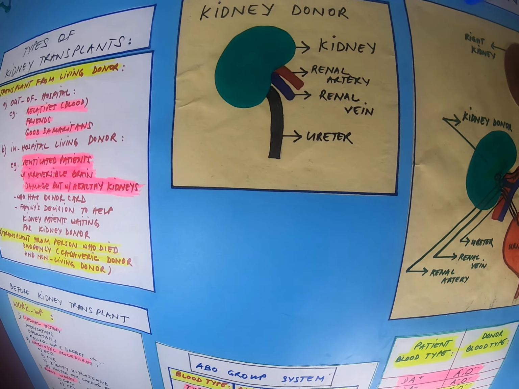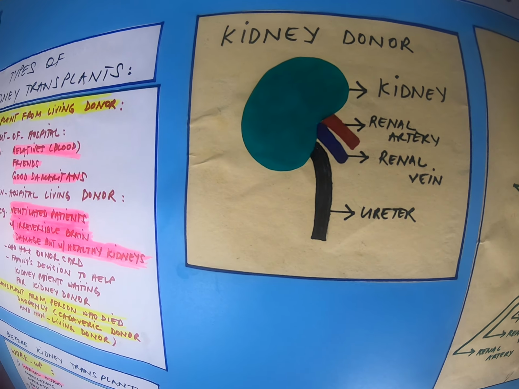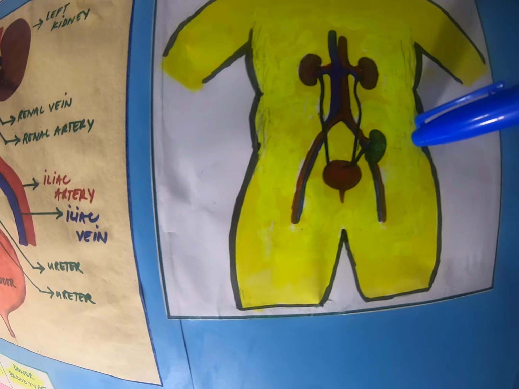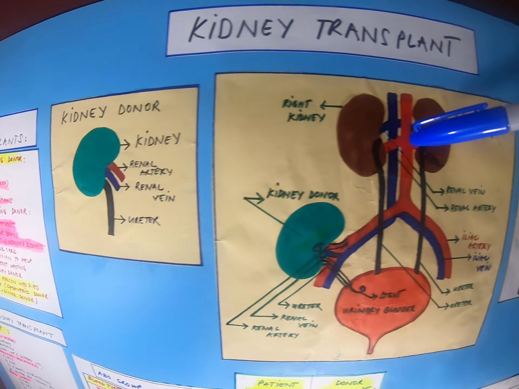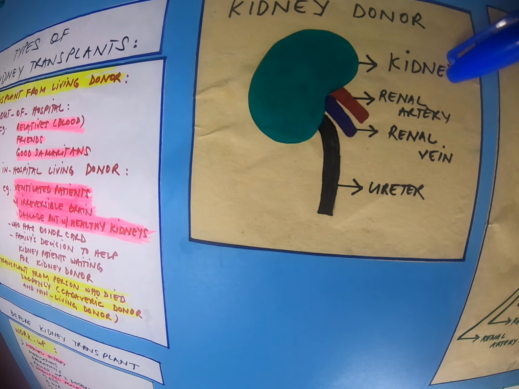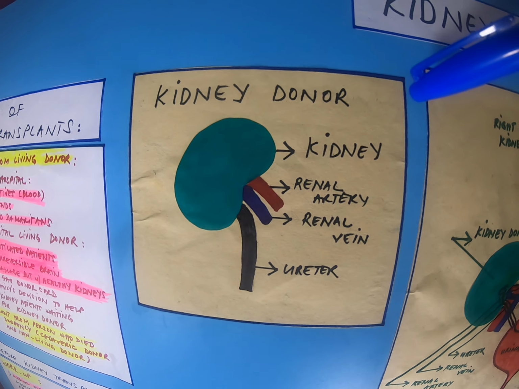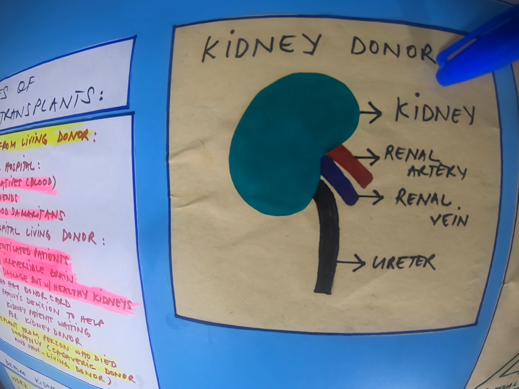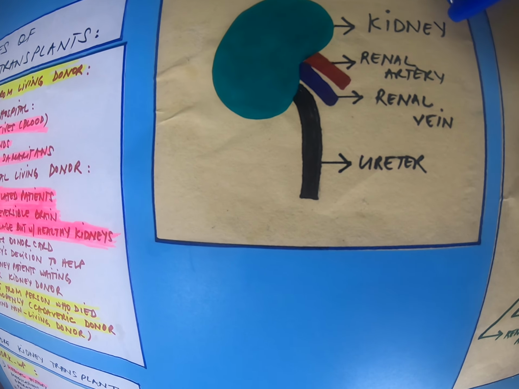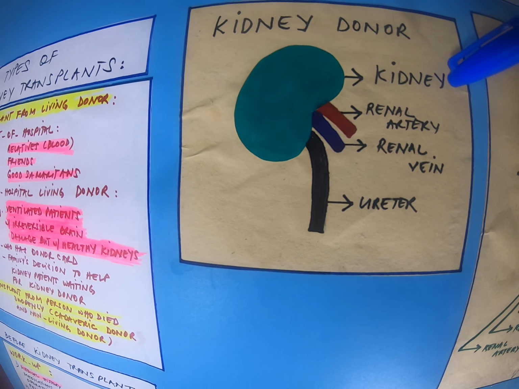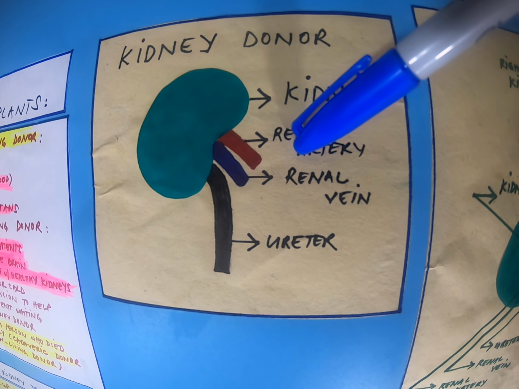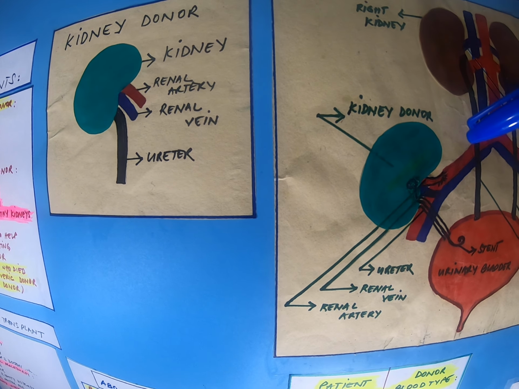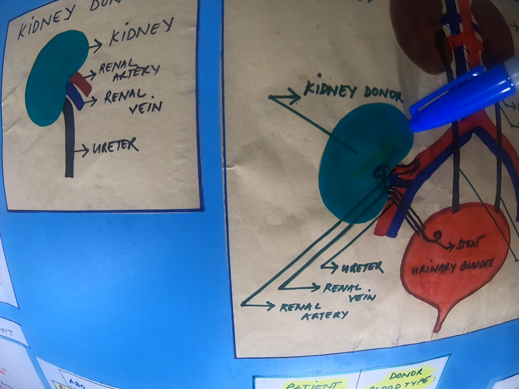On my left side is a kidney donor, okay. This is the right kidney donor, and we have also a left kidney donor. It's already done here, but this is still going to be connected to the patient. So this is a right kidney from a donor. The transplant doctor will leave a part of the renal artery, a part of the renal vein, and a part of the ureter.